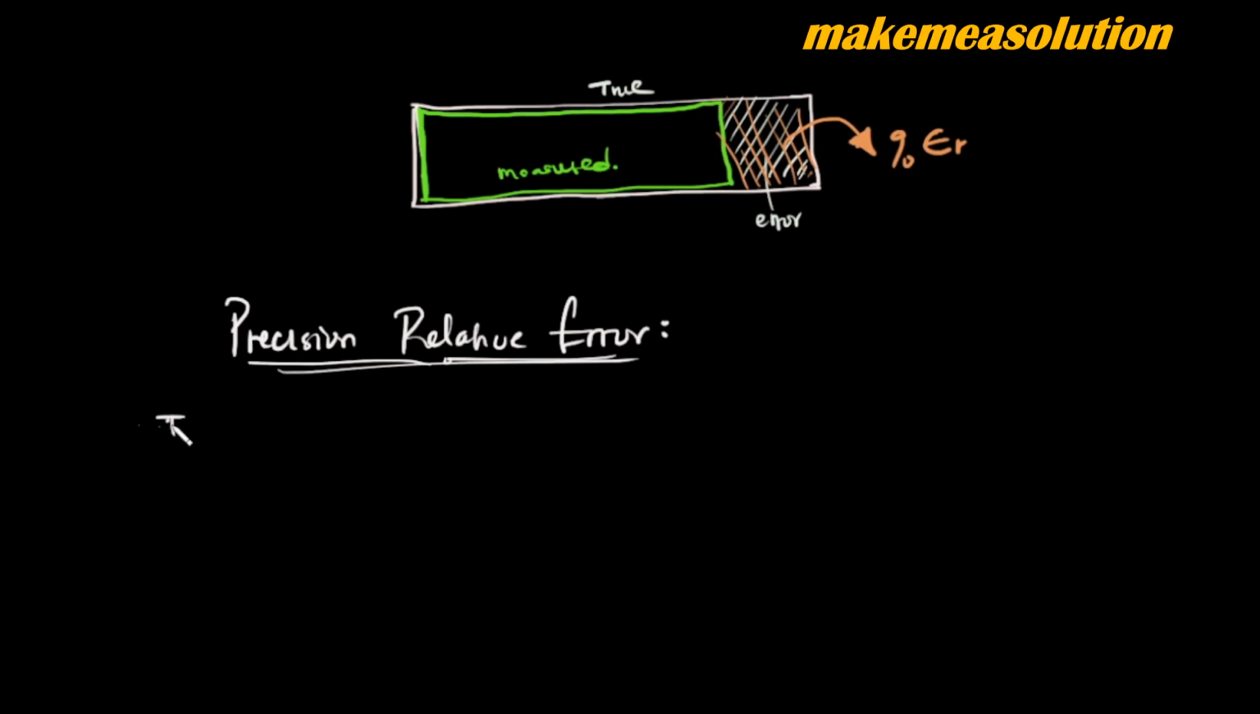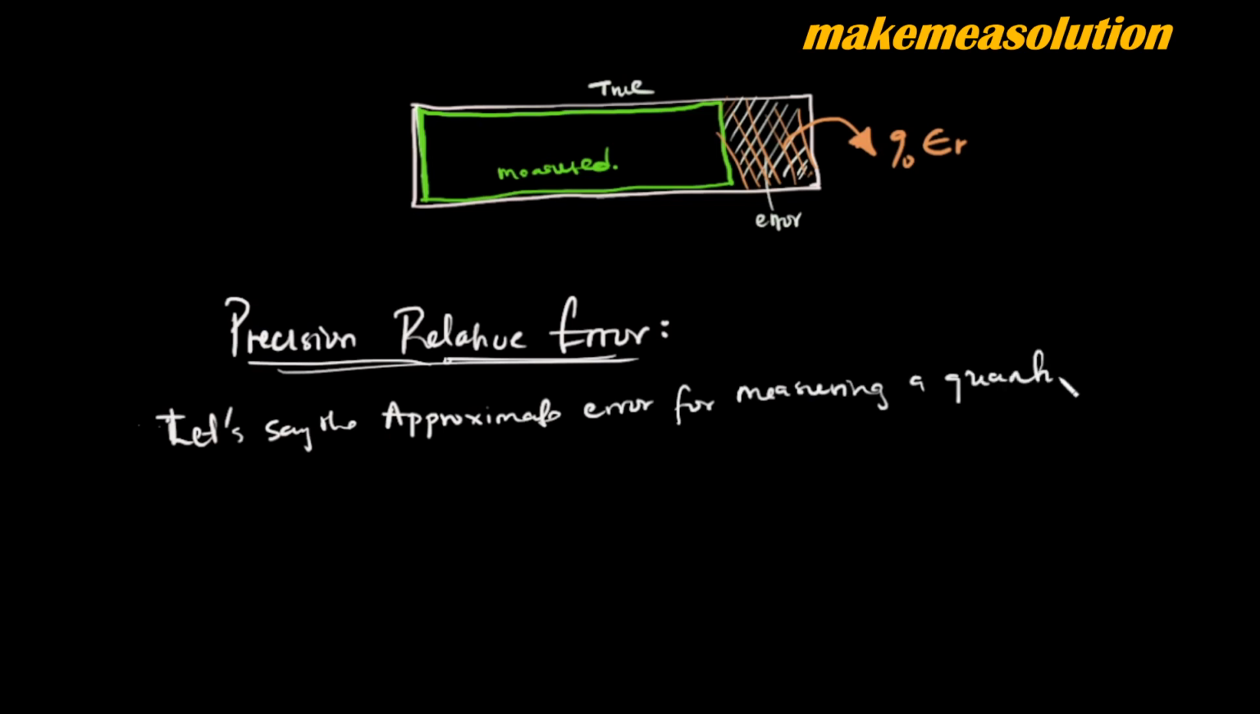So let's say the approximate error for measuring a quantity is given to us as x plus or minus delta x. Is that okay? Where x is actually the measured value, and delta x over here is the error introduced by the system.